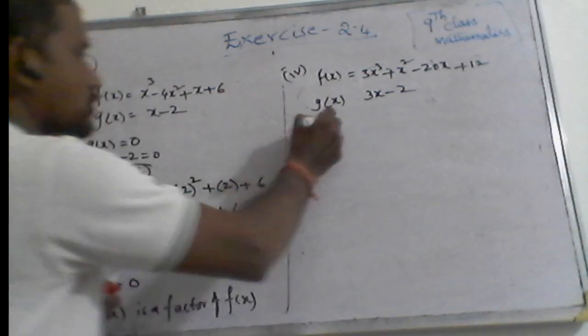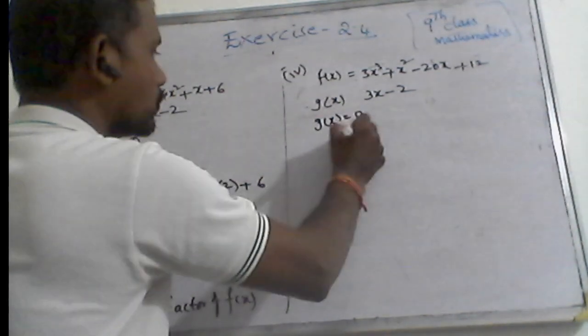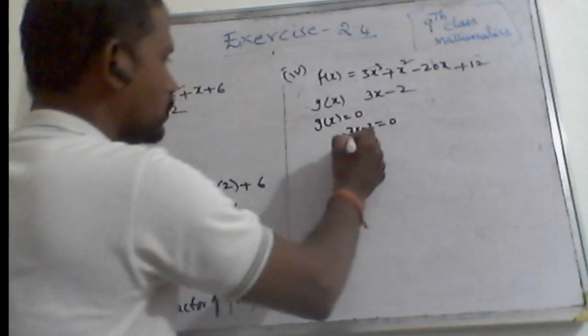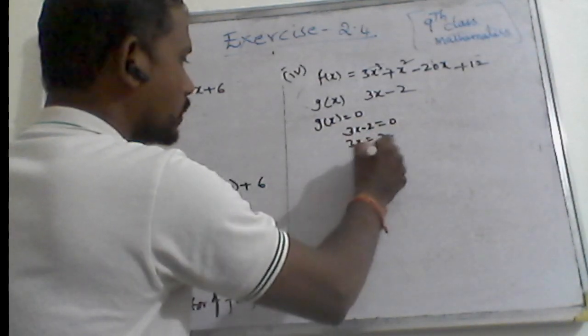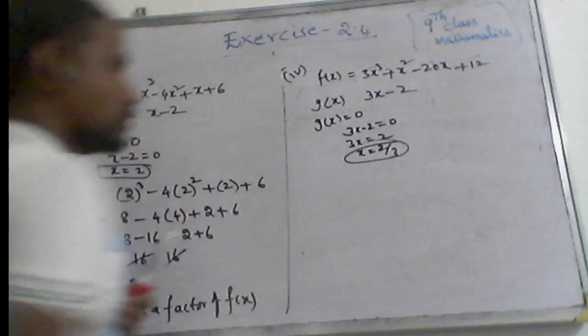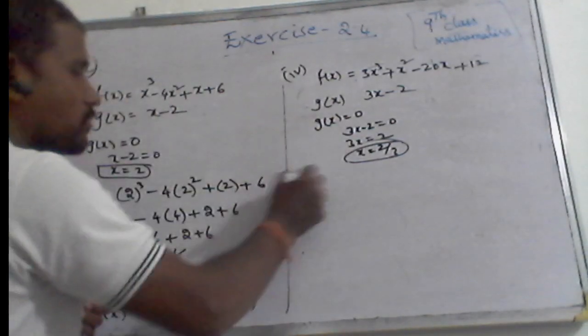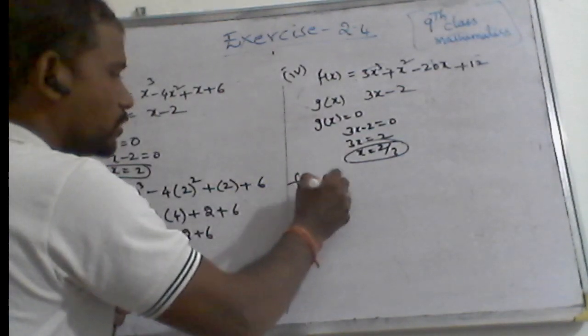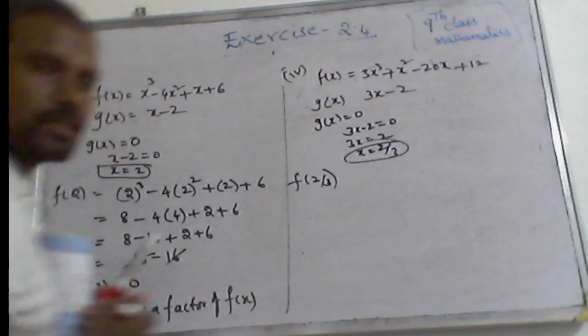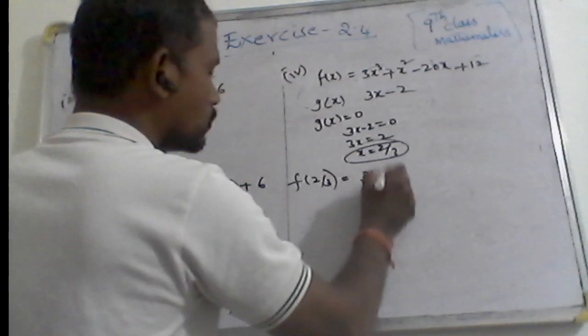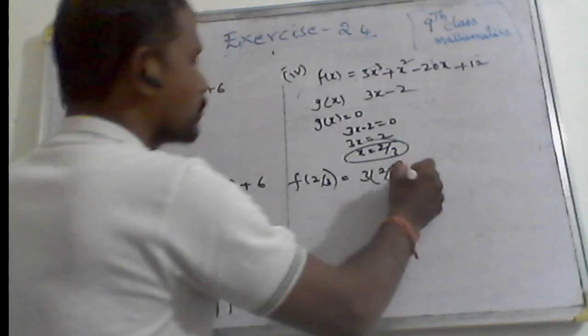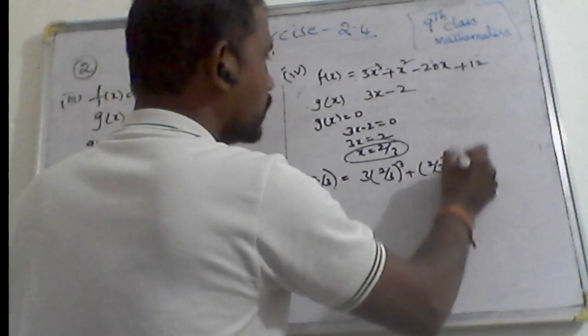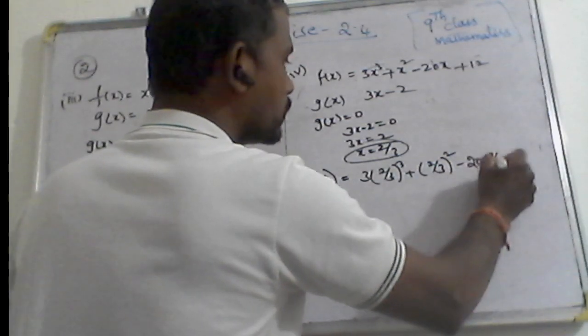Next one here, g of x equal to 0. So 3x minus 2 equal to 0, 3x equal to 2, x equal to 2 by 3. Okay, substitute this value in this f of x. So f of 2 by 3 equal to 3 into (2 by 3) whole cube plus (2 by 3) whole square minus 20 into 2 by 3 plus 12.